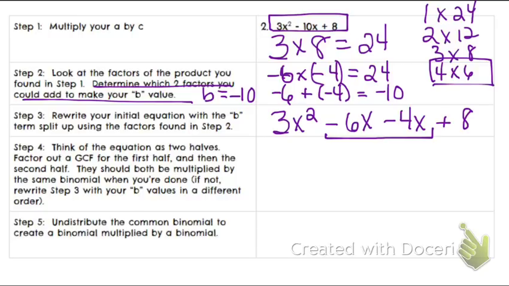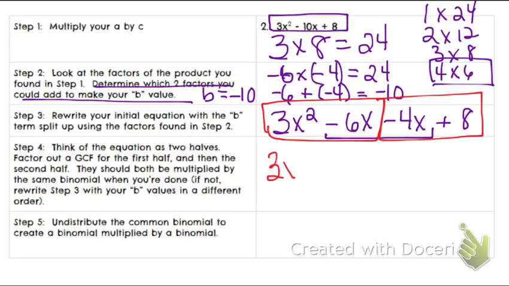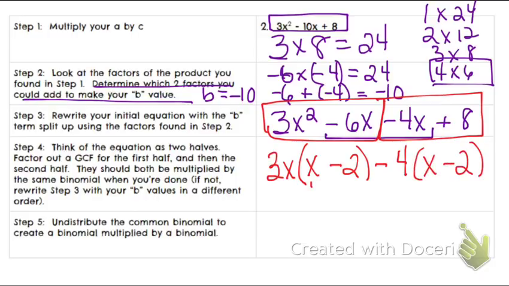Now it says to think of the equation as 2 halves. So I'm going to use a different color to show you the 2 halves. There's 1 half there, and there's my other half right there. Okay, and I'm going to factor out my greatest common factor. So the greatest common factor for 3x squared minus 6x is 3x, times x would have given me 3x squared minus 2. And then the greatest common factor for negative 4x plus 8 is a negative 4. And I get, again, x minus 2, and I want these two binomials to match. So if they don't, something's wrong.